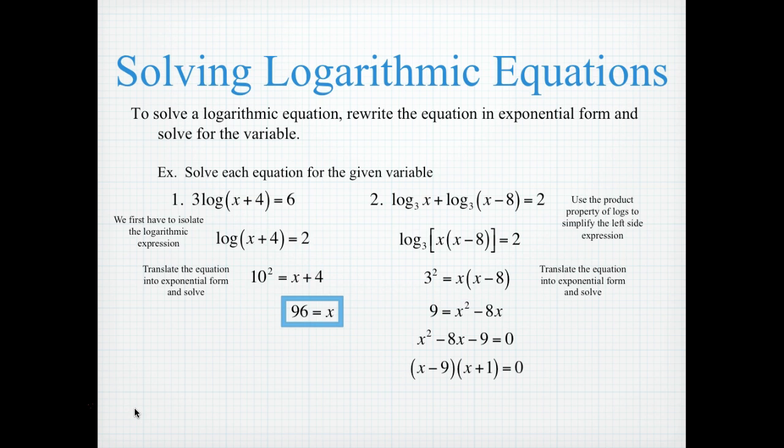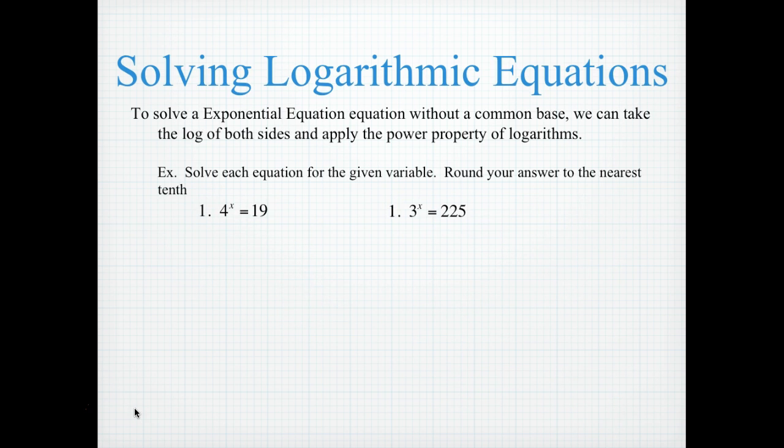So factoring gives us the quantity of x minus 9 times the quantity of x plus 1 equal to 0. Using the zero product property, we get solutions of -1 and 9. Now keep in mind that the log of a negative number is not a real number and is not an acceptable solution. So we have to reject the value of -1 in this case, and my answer to the equation is x equals 9.